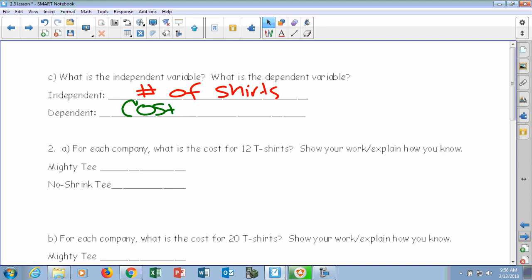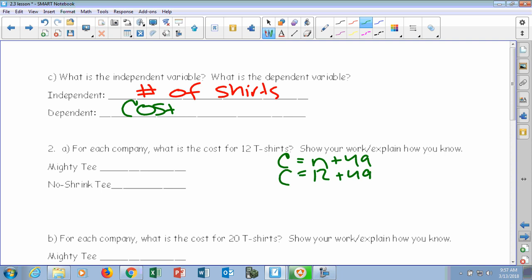Mighty T's. What's our equation for Mighty T again? We created it on the other side. Lily, what was it? C equals N plus 49. Well, now they tell us that we have 12 t-shirts. Where am I going to plug that 12 in? Where N is, because that's the amount of shirts. We want to find what the cost is. Well, 12 plus 49 gives you what? $61. So that is my total cost for the Mighty T's.